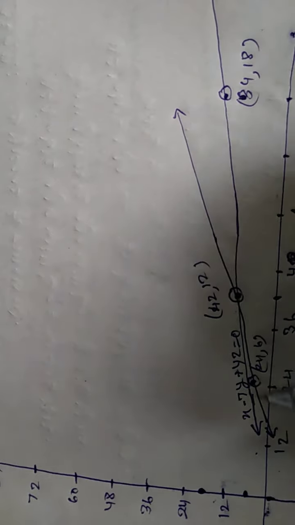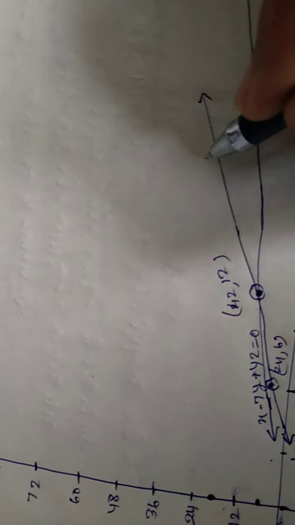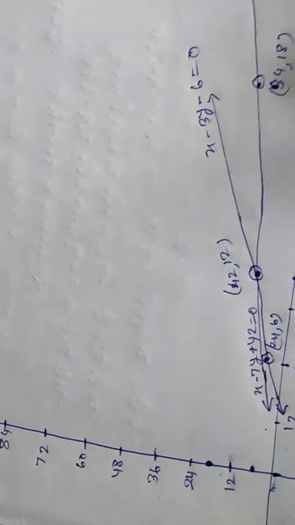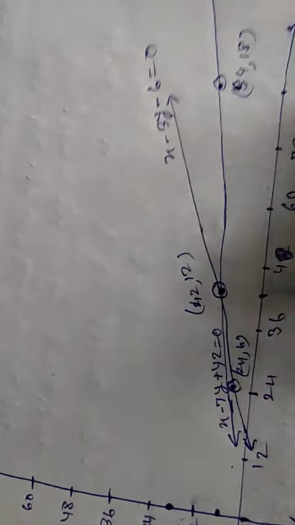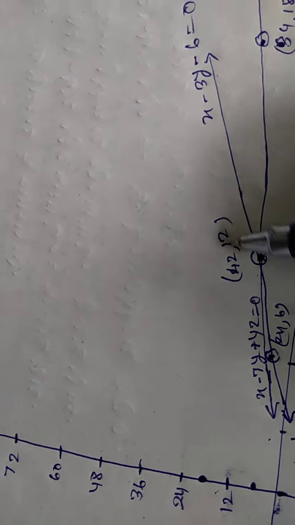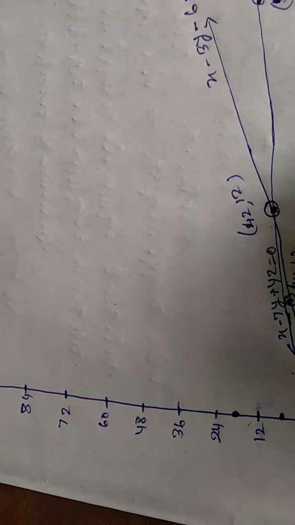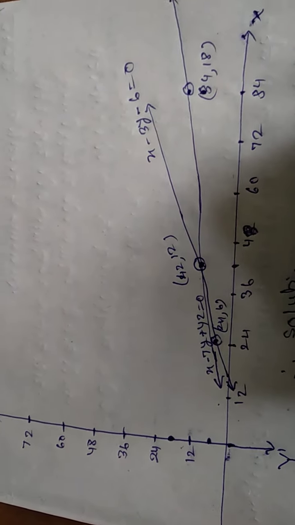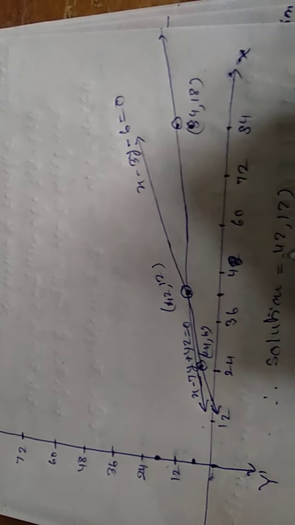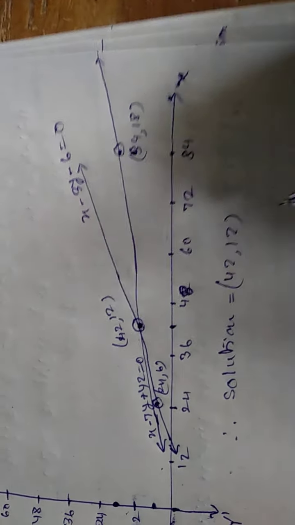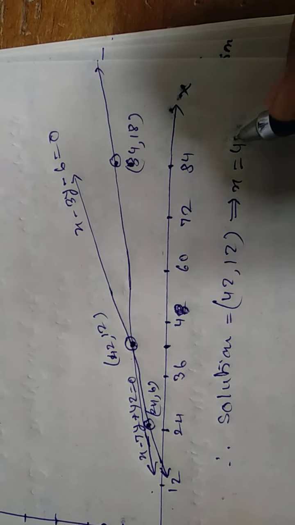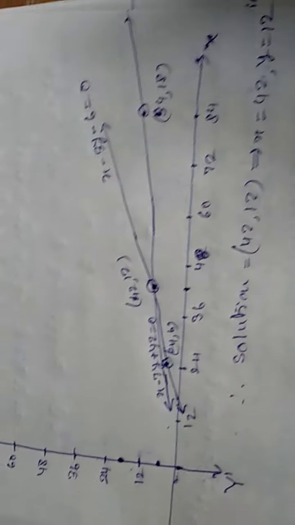You will join these 2 points with a scale, and this is the graph of the equation x minus 3y minus 6 equal to 0. This is the graphical solution of this equation. Since both graphs intersect at the point 42, 12, therefore the solution is 42, 12. That implies x is equal to 42 and y is equal to 12.